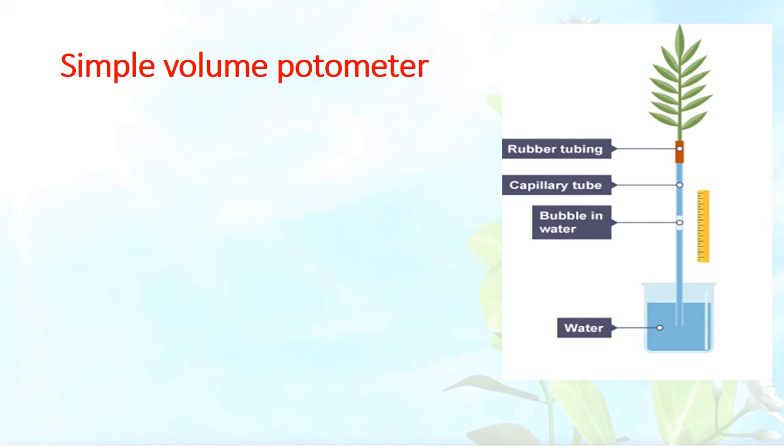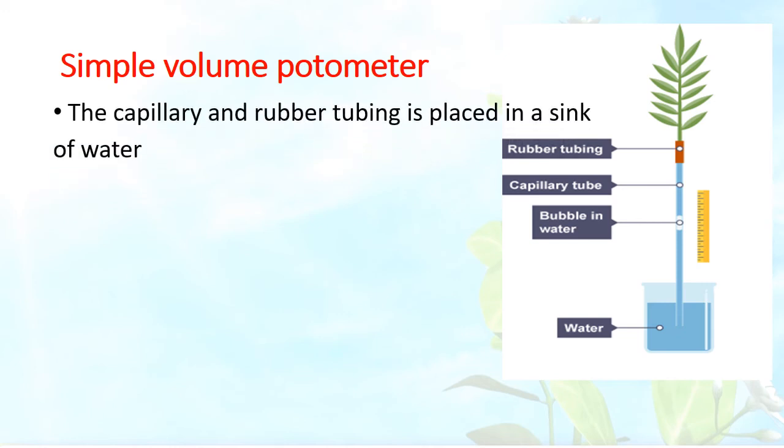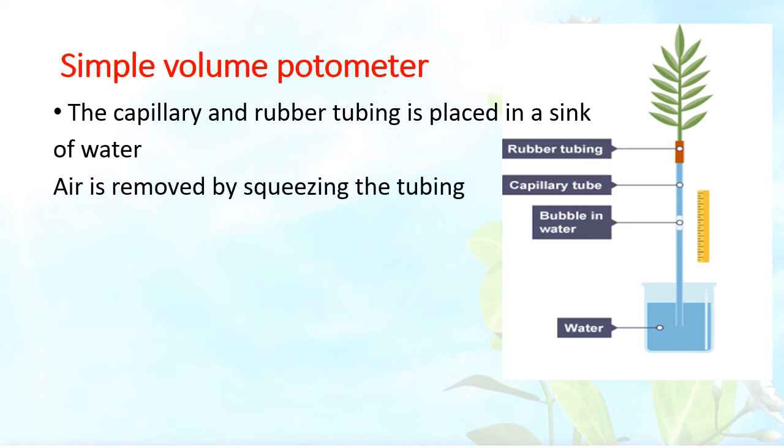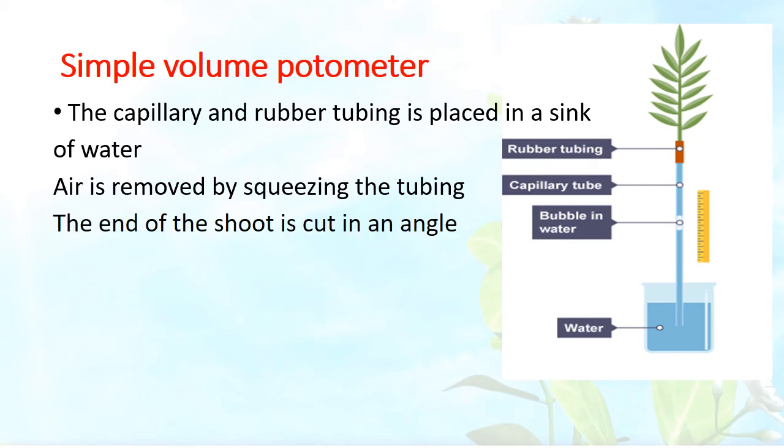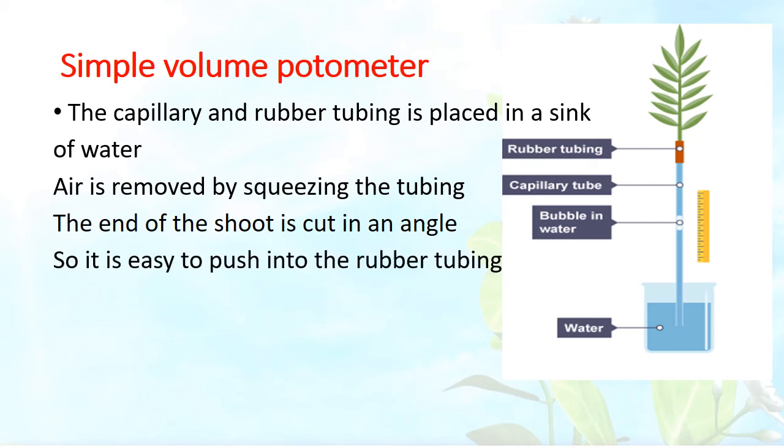When we are setting up this apparatus, we need to follow these steps. The capillary and rubber tubing are placed in a sink of water. Air is removed by squeezing the tubing. The end of the shoot is cut at an angle. This is to make it easy to push into the rubber tubing. And we need to seal the joints properly.